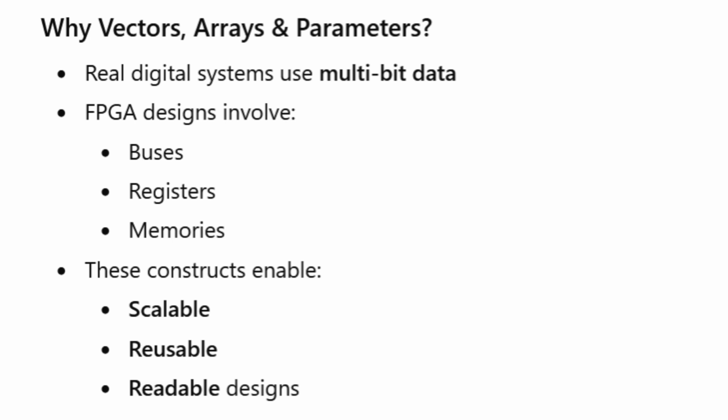Real digital systems rarely operate on single-bit signals. We deal with buses, registers, memories, and configurable designs. Vectors and arrays allow us to model multibit and memory-like structures. Parameters and constants allow us to write designs that are flexible, readable, and reusable. These features help us move from toy examples to real FPGA systems. Let us begin with vector data types.